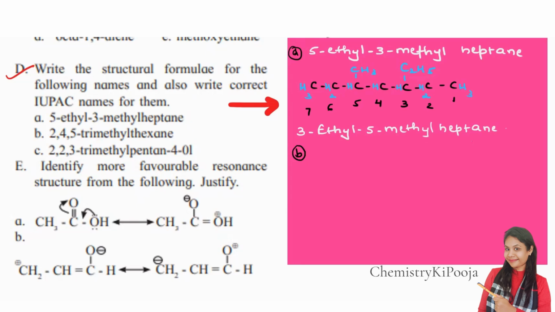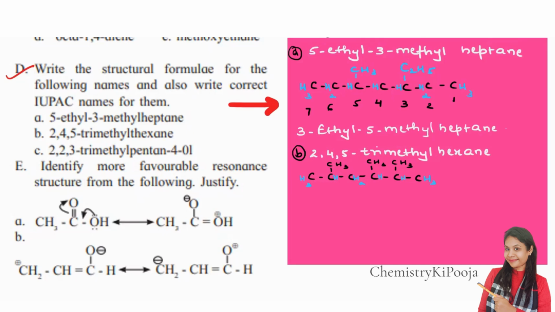Now question number B, the question is 2, 4, 5 trimethyl hexane. Now again here we are going to do a similar thing. Very first thing is 1, 2, 3, 4, 5 and 6. On the second position we have methyl, fourth position methyl and fifth position methyl. Finally, I'm going to balance it with hydrogen. So I'll just use a different color. Here it is CH3, CH, CH2. This is CH, CH and CH3.